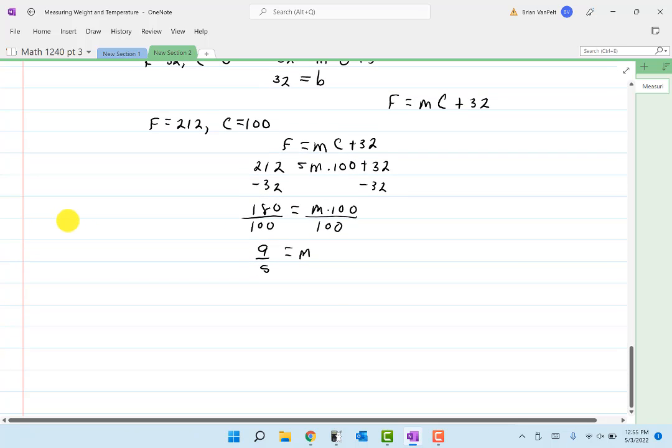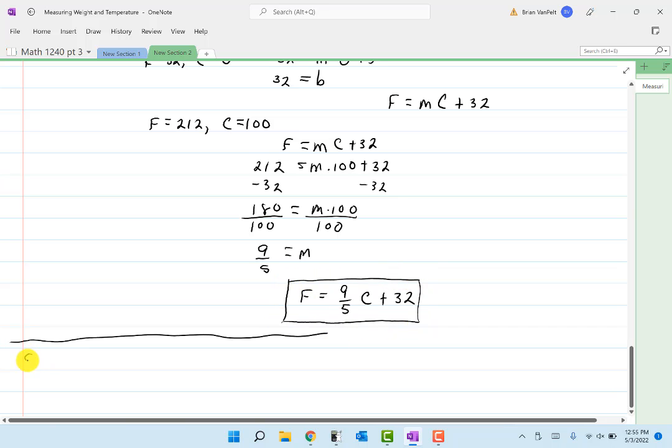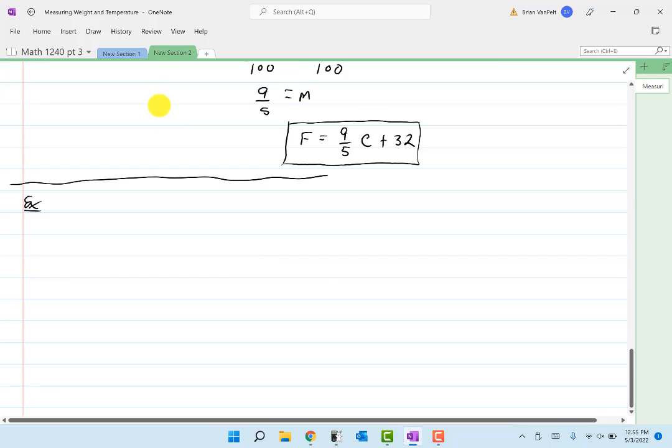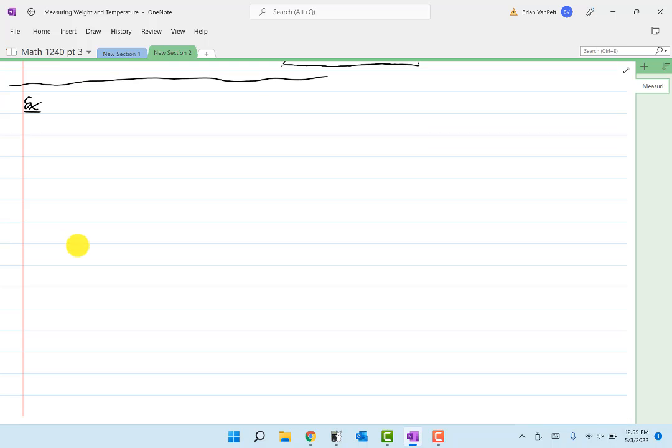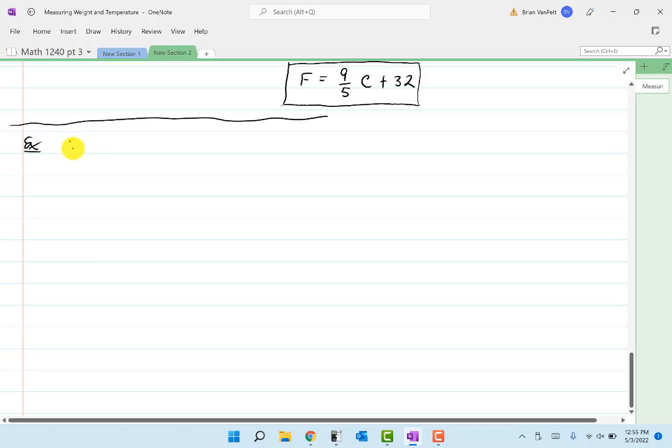This gives us our formula. F equals 9/5 C plus 32. As a quick example, let me bring this back. Convert 25 degrees Celsius to Fahrenheit.